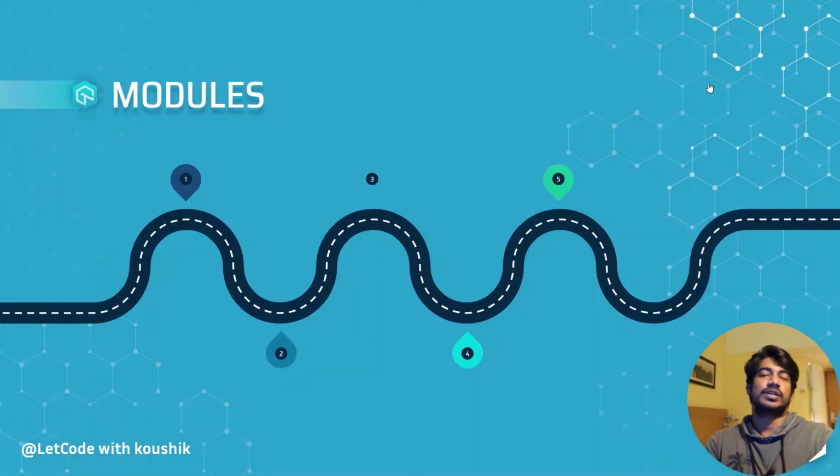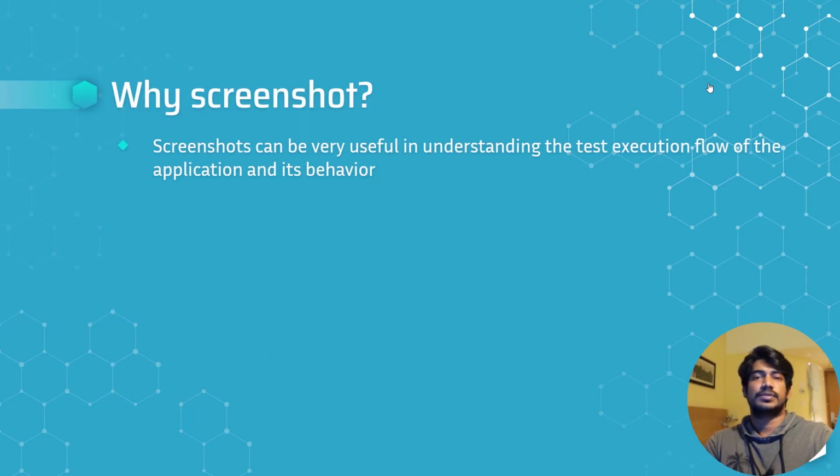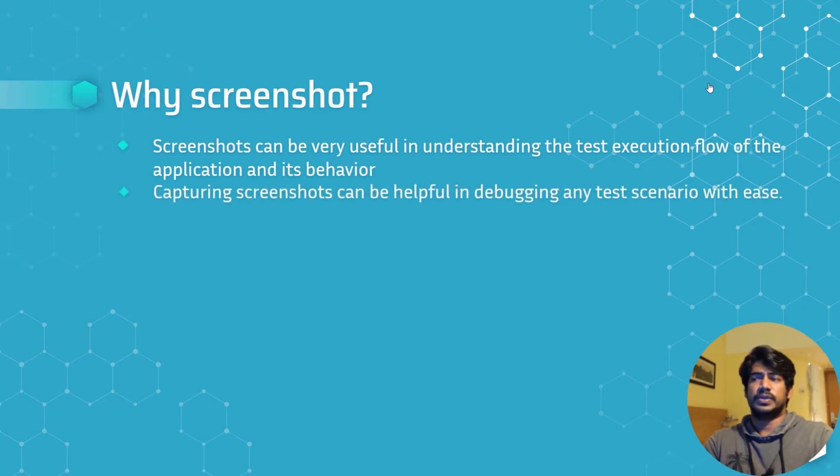In this video, we are going to learn how to take the screenshot, and of course we are going to learn the coding part as well as understand why the necessity of screenshot in test automation. So why screenshot? Screenshot can be very useful in understanding the test execution flow of the application and its behavior. And then, capturing screenshot can be helpful in debugging any test scenario with ease.